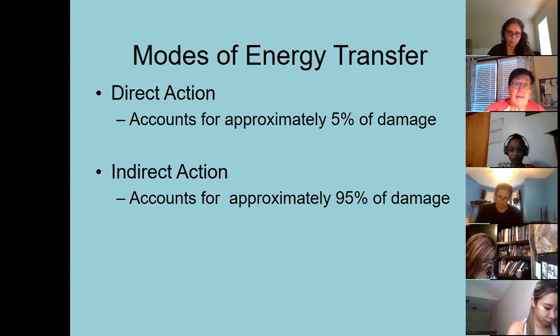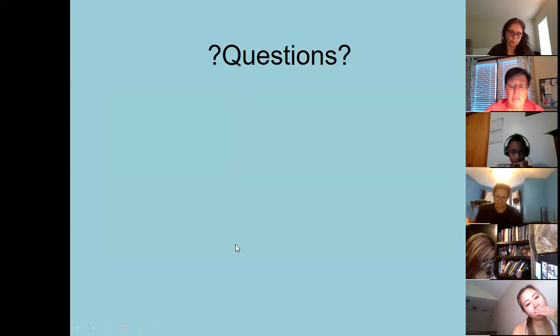Radiation damages via ionization and excitation. Ionization and excitation can take place either directly or indirectly, and most commonly indirectly, because again, we're more water than anything else. Okay? Does that make sense? All right. Do y'all have any questions related to direct versus indirect action?